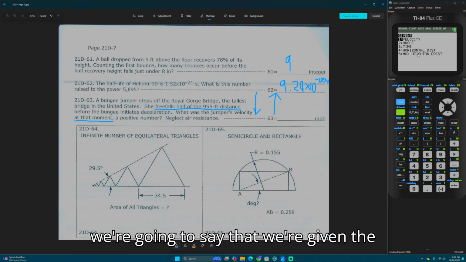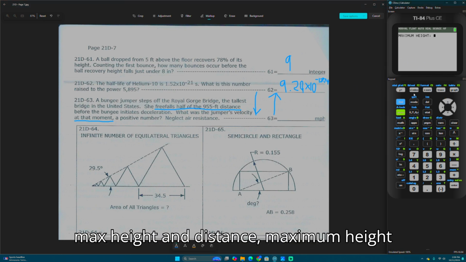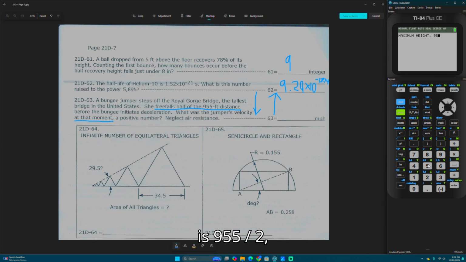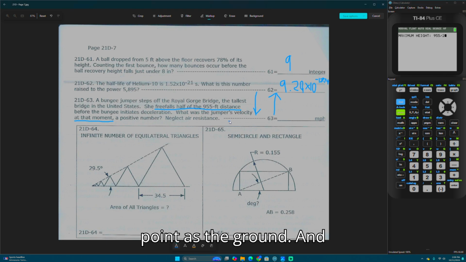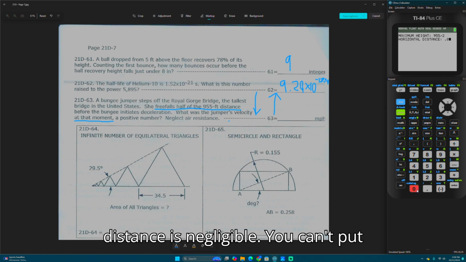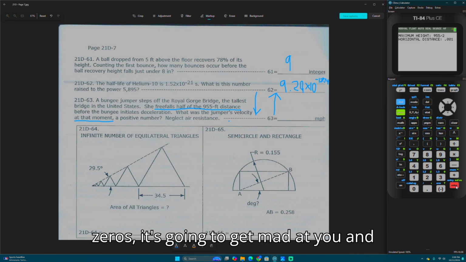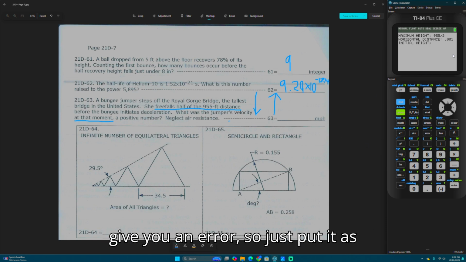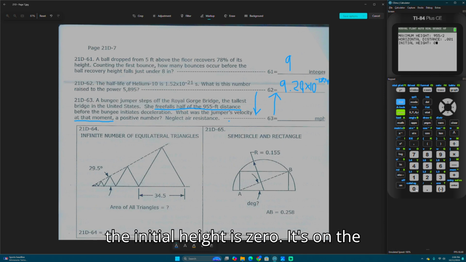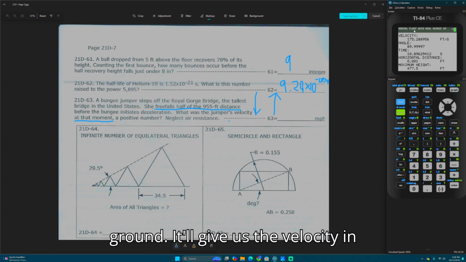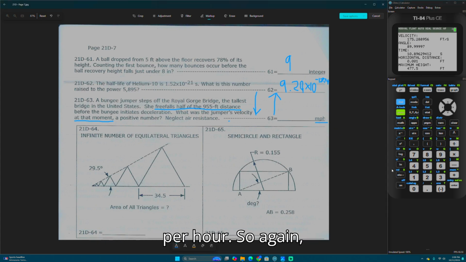So we're going to say that we're given the max height and distance. Maximum height is 955 divided by 2. And we're basically treating that halfway point as the ground, right? And then we're going to say the horizontal distance is negligible. You can't put 0, else it's going to get mad at you and give you an error. So just put it as 0.001. That's what I normally do. And then the initial height is 0. It's on the ground. It'll give us the velocity in feet per second, but we're asked in miles per hour.